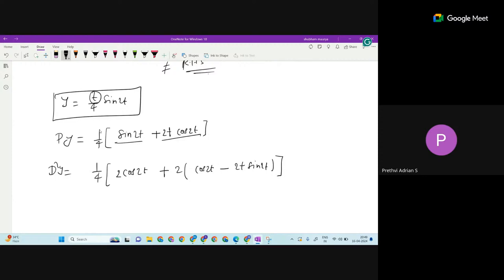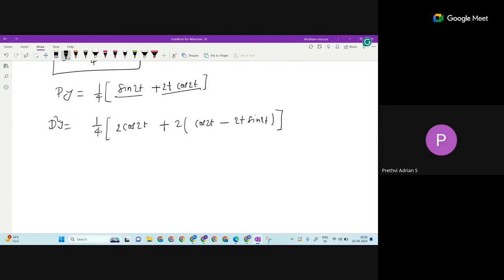Sir, are we differentiating with respect to t? Yes, we are differentiating this function with respect to t, both terms. So don't worry if you are not getting it, you can do it separately. I am quickly doing it here.